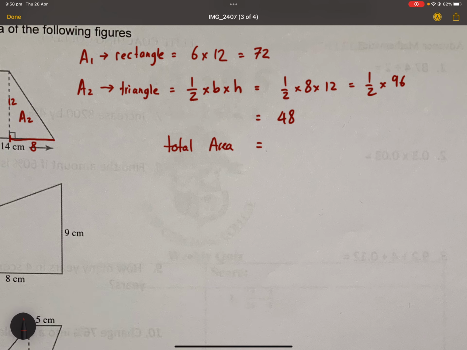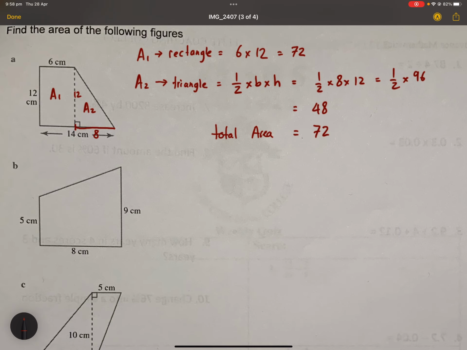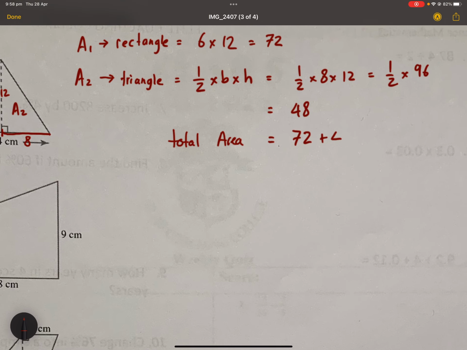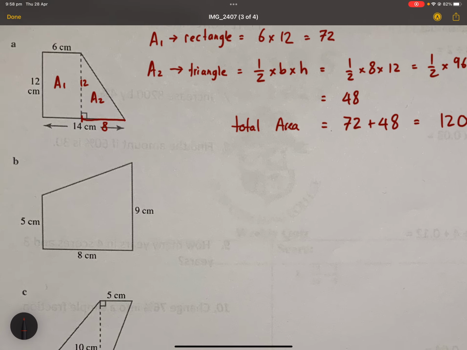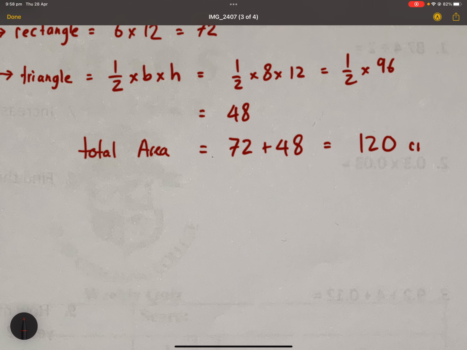Total area is going to be equal to area 1 plus area 2, which is 72 plus 48. That's going to equal 120. And because the measurements are in centimeters, it'll be centimeters squared.